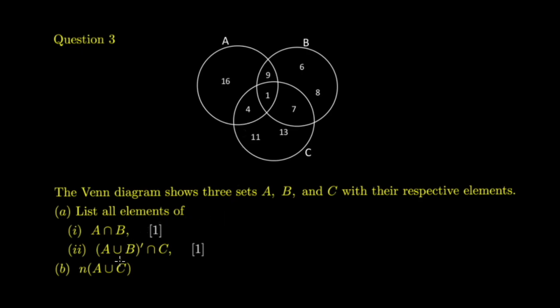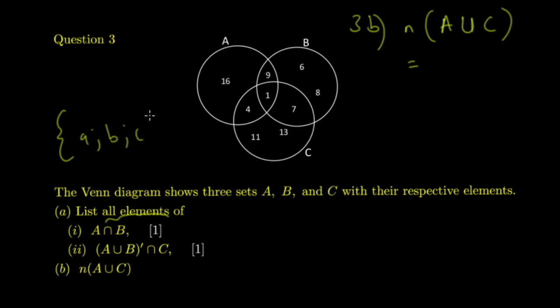And now it says elements of A union C, so 3B requires n. The small letter n means number of. Here it said list all elements, so the elements we were listing, you put them here like this. But right now it says number of. It means that your answer should be just a number, not elements. So A union C.